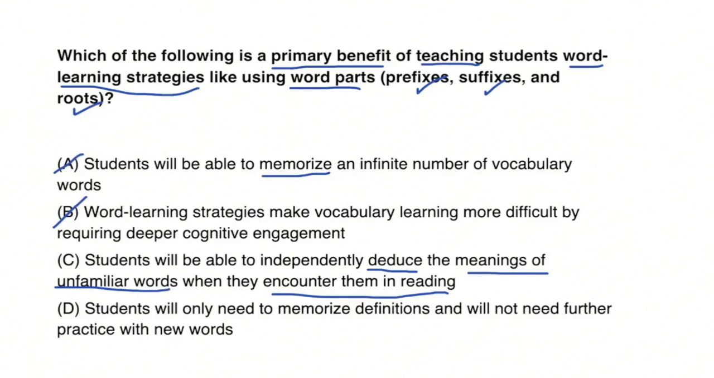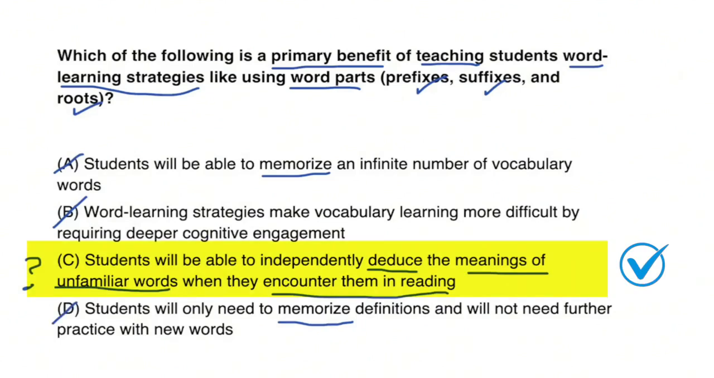Looks like we're getting close. Let's give that a question mark. And then there's D. Students will only need to memorize definitions and will not need further practice with new words. There's that key word again, memorize. And that's something we really don't have students do when we think about reading education. So based on where we are with this question, we would go ahead and say that C is our best answer choice.